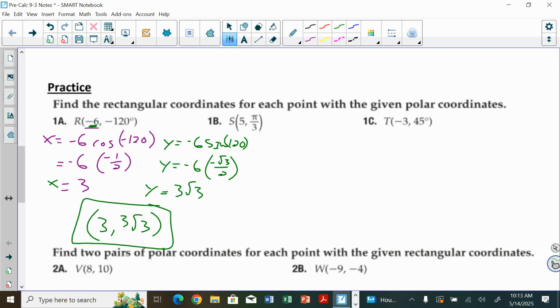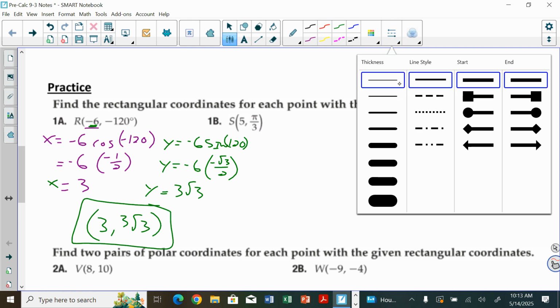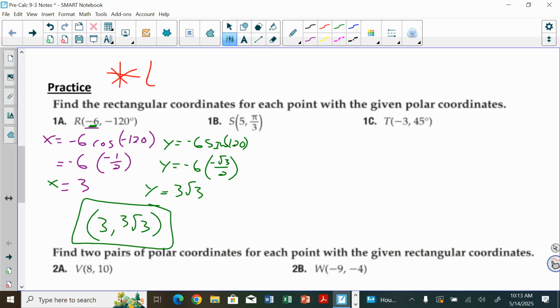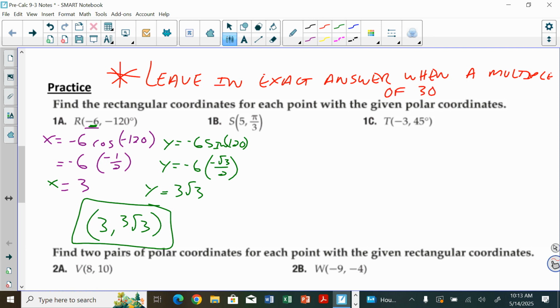Okay. One thing I'll make a note here is just when you're doing this, let's just leave in the exact. So using the square roots and stuff, leaving the exact answer when it's a multiple of 30 degrees or 45. So if it's one of those that we know is a multiple of 30 or 45, our basic unit circle values, then leave in the exact form like we did here.